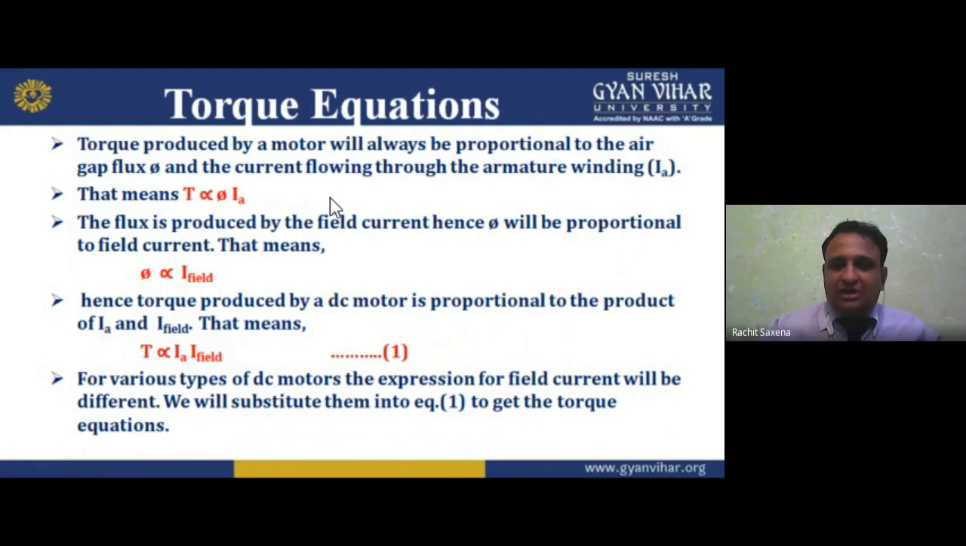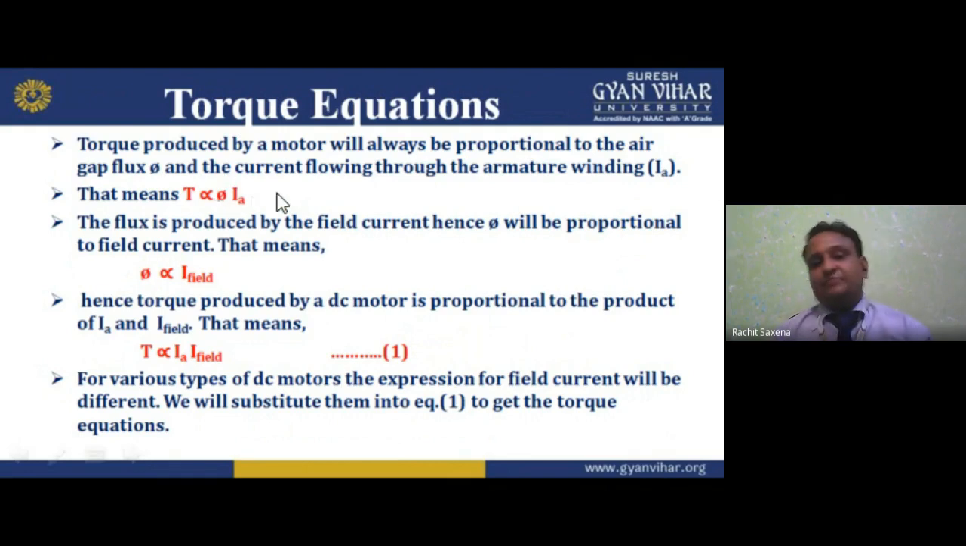If flux is not there, then there will be no change in the flux. And if there is no change in the flux, no EMF will be induced. Faraday law will not take place if flux lines are not there. So flux is responsible, and the second responsible thing is armature current. So we can write torque is proportional to phi I. Phi is the flux and I is the armature current. I hope you understand with this equation.